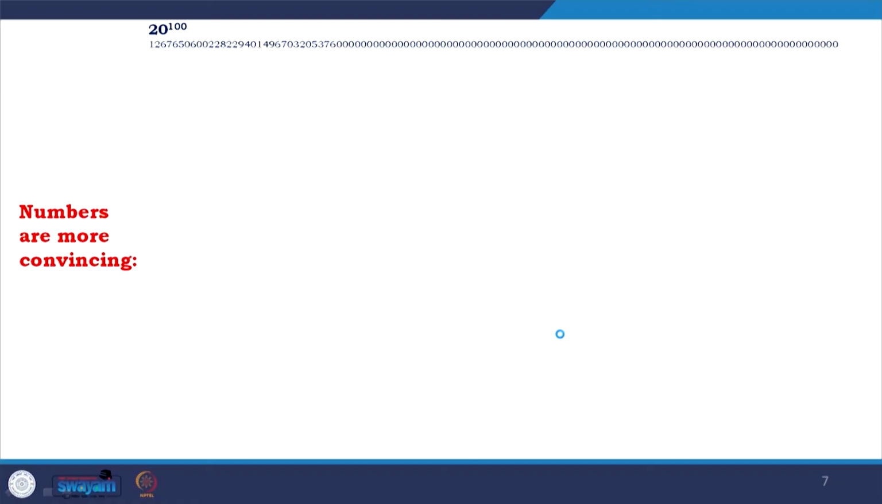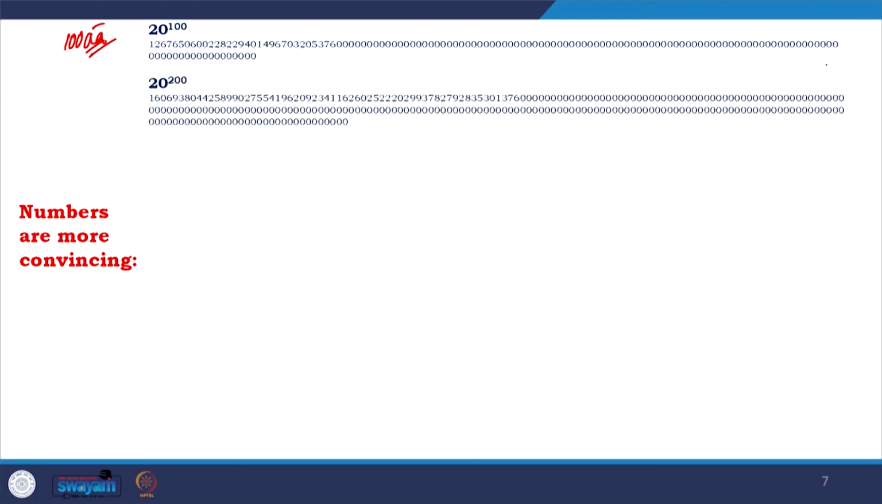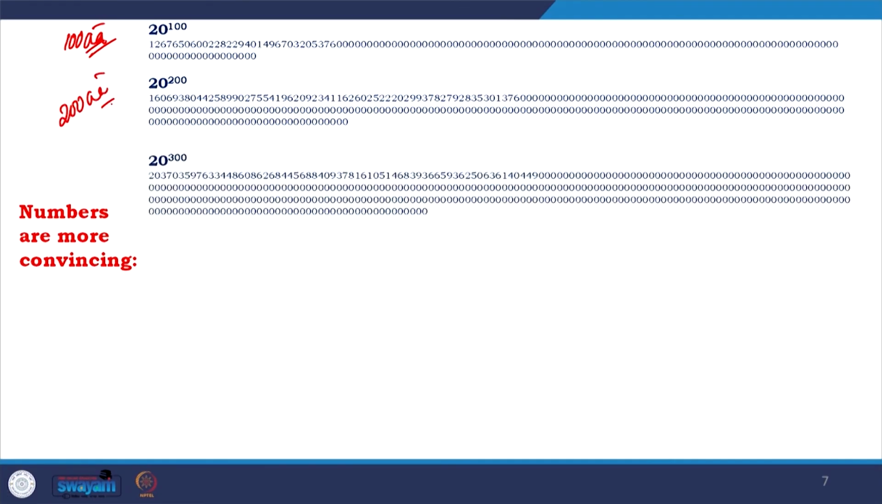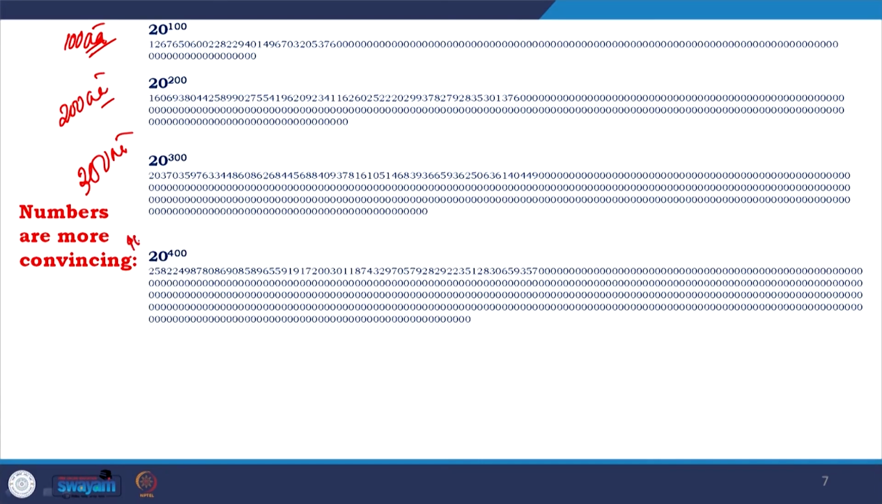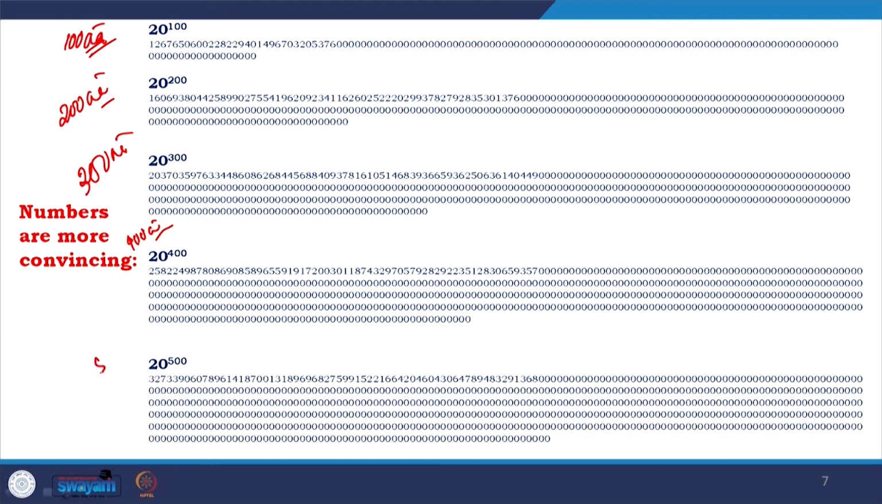So, for 100 amino acids, 20 to the power 100, this is the number. You could understand the enormity. 20 to the power 200 for 200 amino acids, this is the number. For 300 amino acids, this is the number. For 400 amino acids, this is the number, and for 500 amino acids, this is the number.